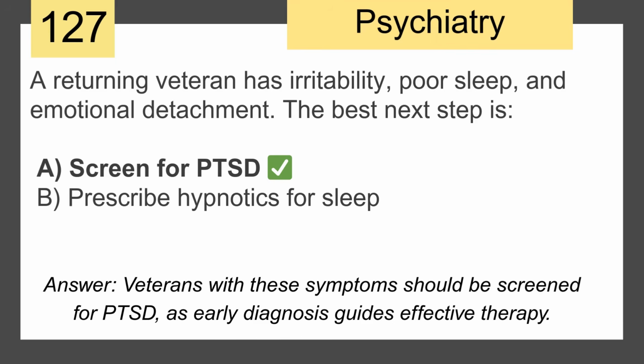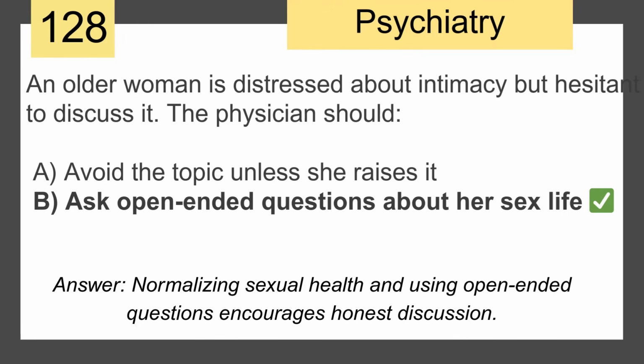We want to screen for PTSD, as we mentioned before. Question 128, an older woman is distressed by intimacy but hesitates to discuss it. Ask about it outright. Ask open-ended questions about her sex life. How is your sex life? She may be a little bit uncomfortable at first, but she'll feel validated in the normalcy of it. Normalizing sexual health and using open-ended questions encourages honest discussion.